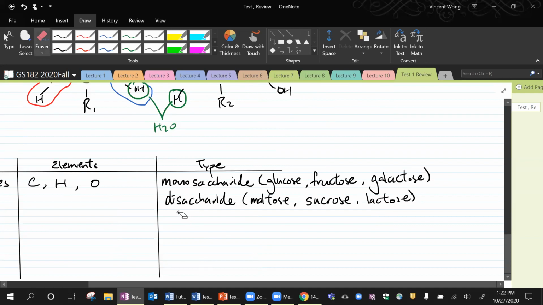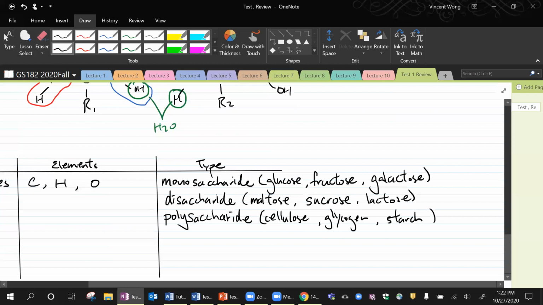And then one level higher up would be polysaccharides. So what are some polysaccharides? Anybody? You can just speak up if you want. Cellulose, yep. There's glycogen, cellulose. Very good. Starch. Very good. So cellulose, glycogen, and starch.